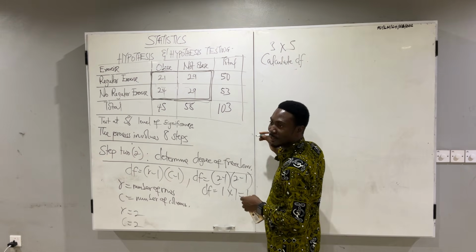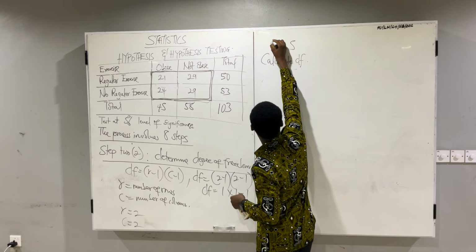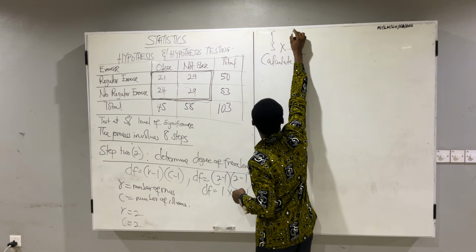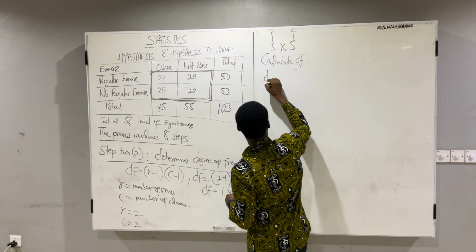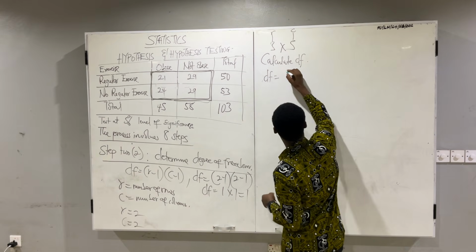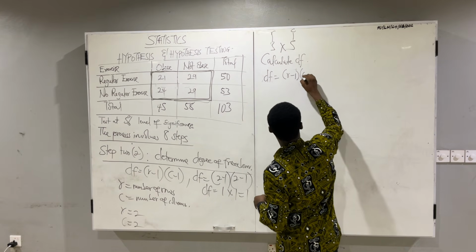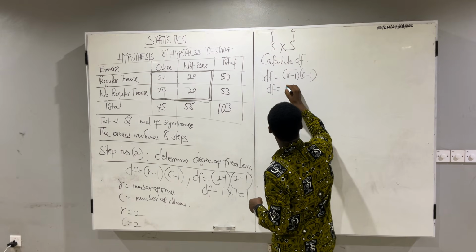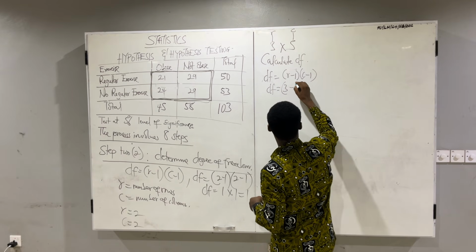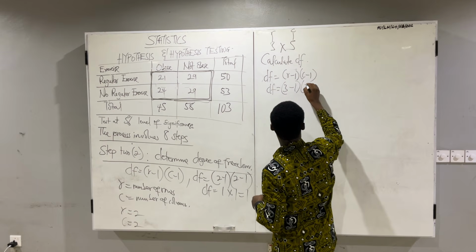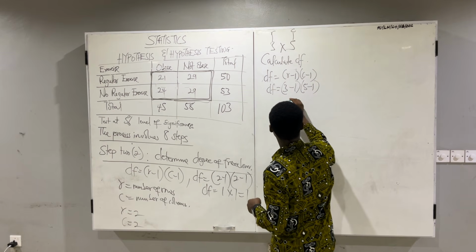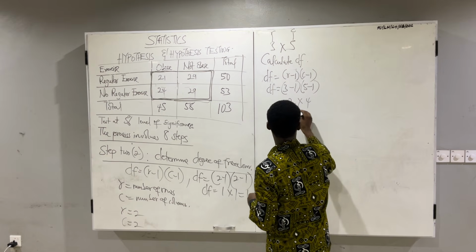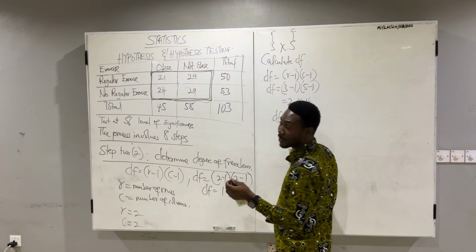Calculate df. Then you write. Remember this one: once you hear 3 by 5, the first one is a row, the second one is a column. So df will be equal to (r minus 1)(c minus 1). df will be equal to r is 3, so (3 minus 1)(5 minus 1). This will give us 2 times 4, which gives us 8. So df is equal to 8.